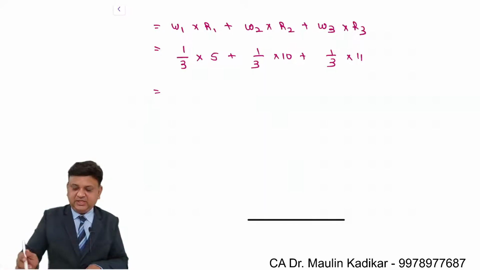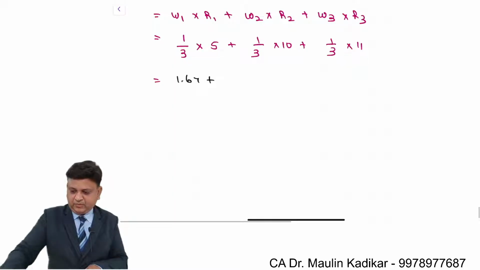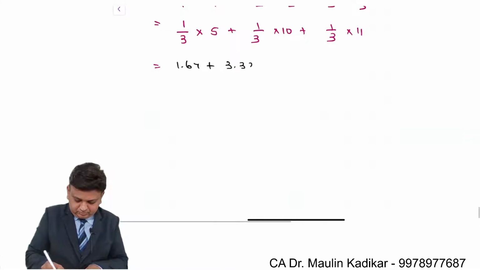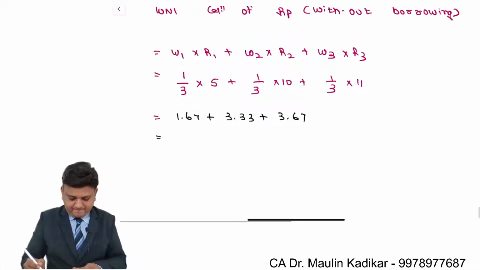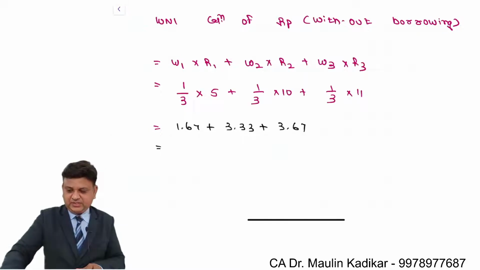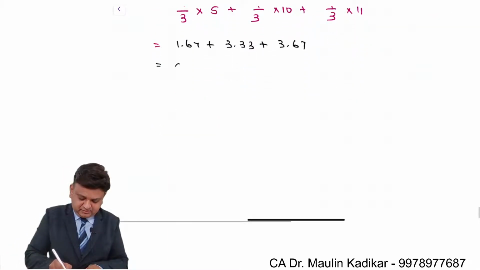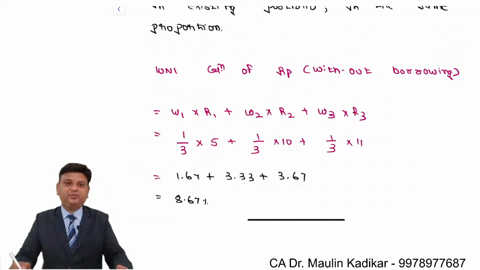So 5 divided by 3 is 1.67. 10 divided by 3 is 3.33. 11 divided by 3 is 3.67. 1.67 plus 3.33 plus 3.67, it is 8.67. That is the way the return of the portfolio can be calculated without considering the borrowing.